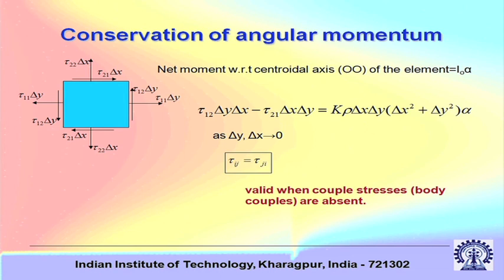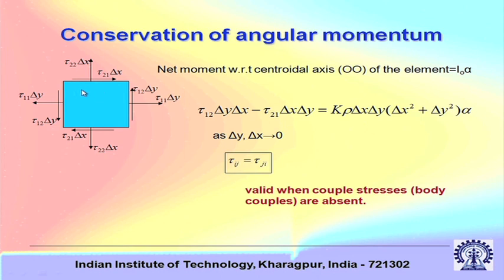The couple moment is given by tau 12 into delta y times the distance between these two forces, that is the couple arm, that is delta x. So, tau 12 into delta y into delta x, and this is an anticlockwise moment. So, we consider the anticlockwise moment to be positive.